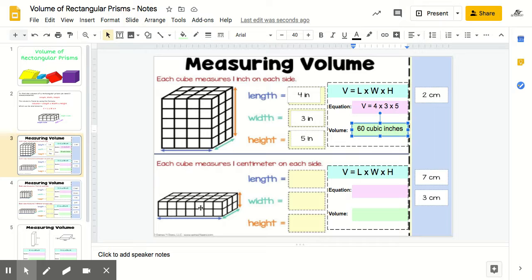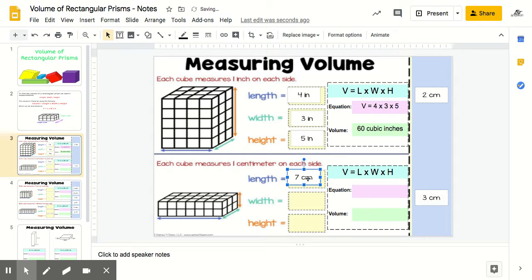Okay, now let's look at this rectangular prism down here. Again, it says each cube measures 1 centimeter on each side. So I'm first going to identify my length by simply counting the amount of boxes I have shown right above this purple arrow, which obviously represents my length. So I have 1, 2, 3, 4, 5, 6, 7. So that means that my length is 7 centimeters.